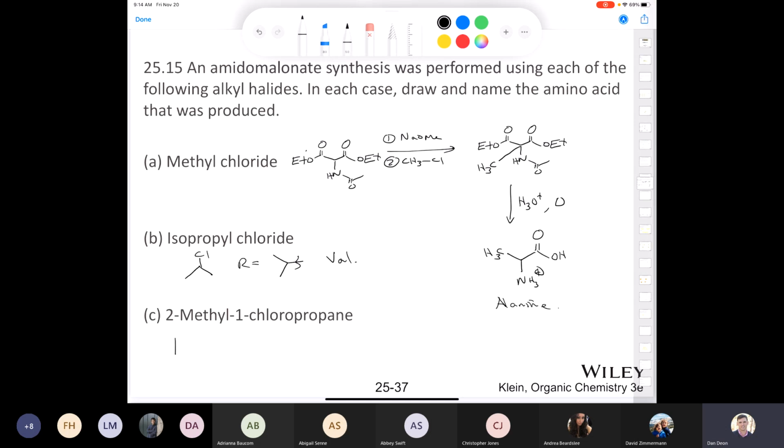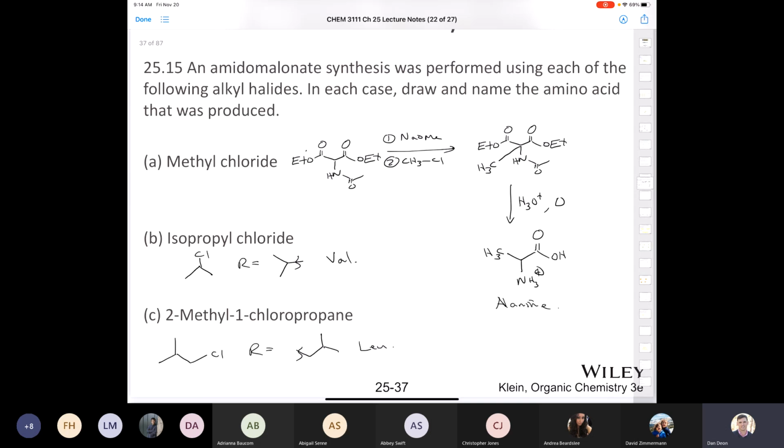And if you were to use 2-methyl-1-chloropropane, you're going to end up with an isobutyl group. How should I draw it? Like this, right? An isobutyl group, which means you're going to synthesize leucine.